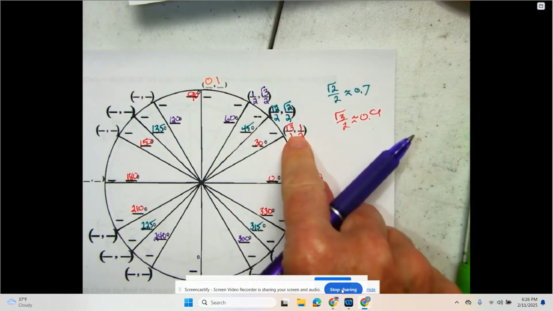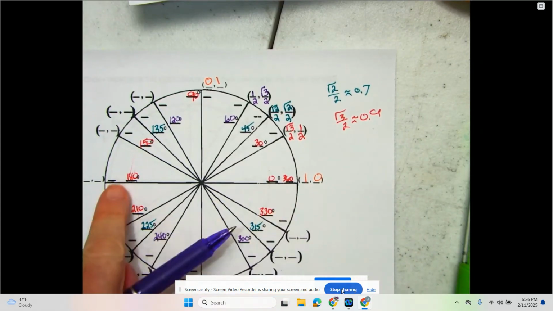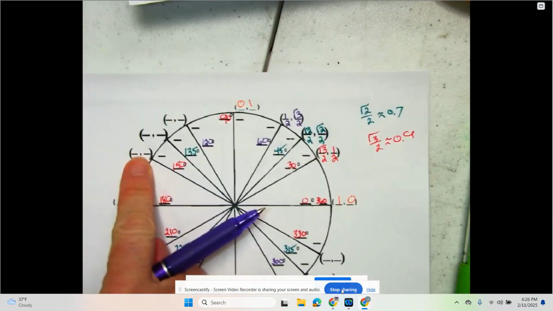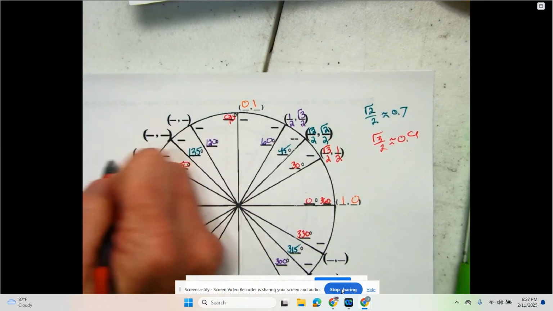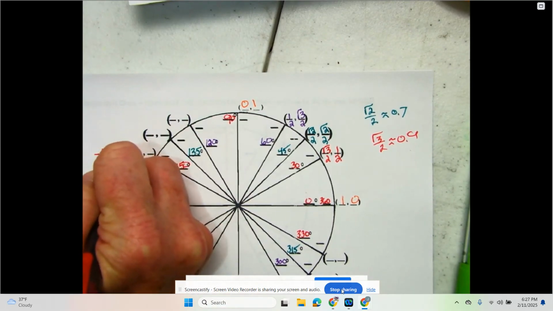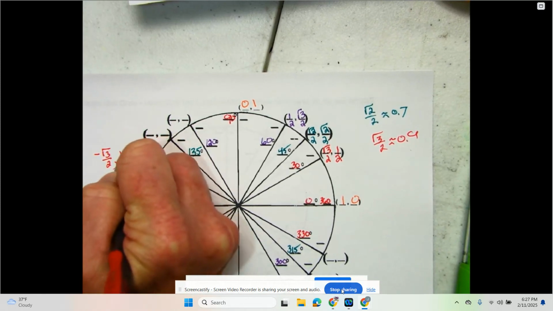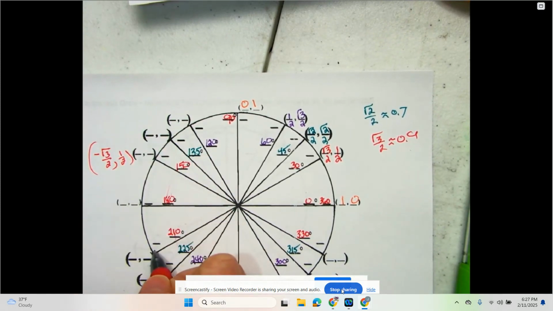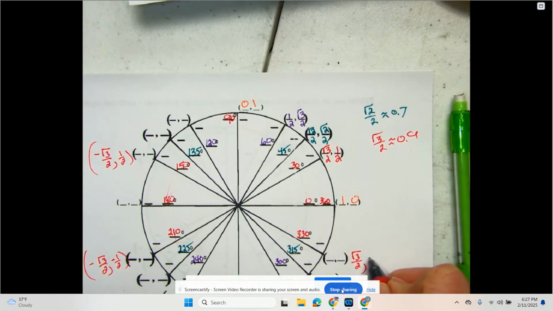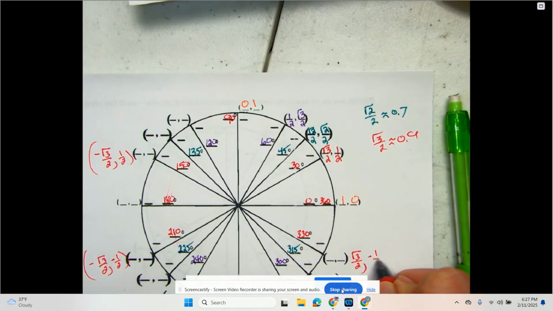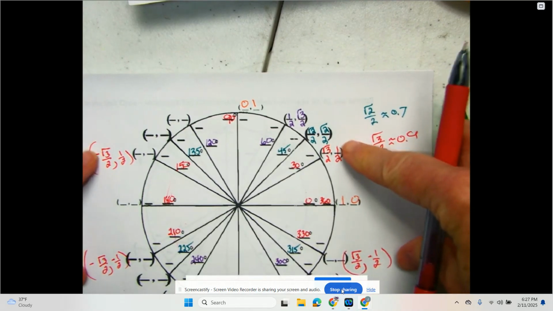So I'm going to do all of my 30 degrees reference angles. So 30 degrees up here, that puts this one at negative square root of 3 over 2 and 1/2. 30 degrees down, negative square root of 3 over 2, negative 1/2. 30 degrees down, positive square root of 3 over 2, and negative 1/2. They all have a 30-degree reference angle.